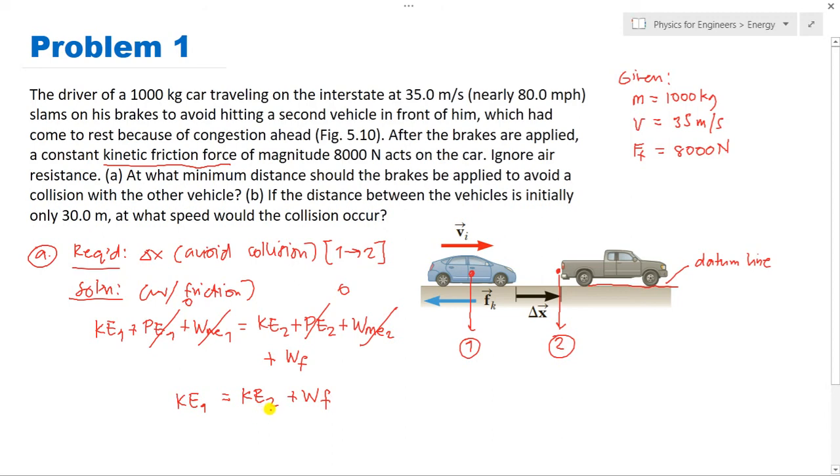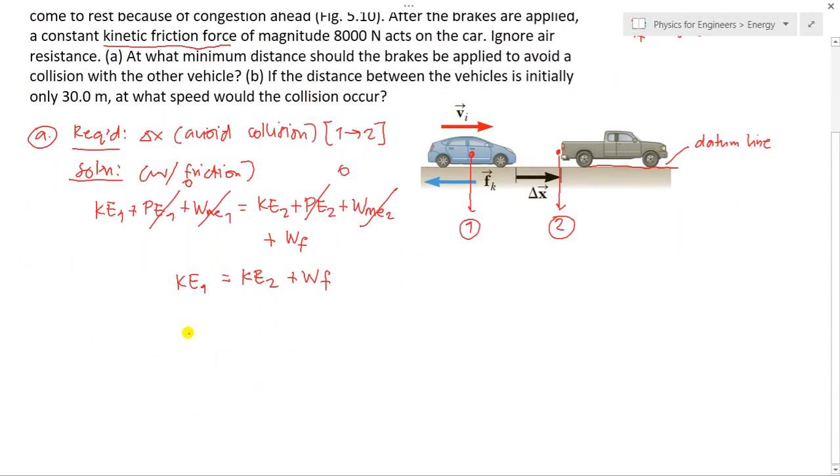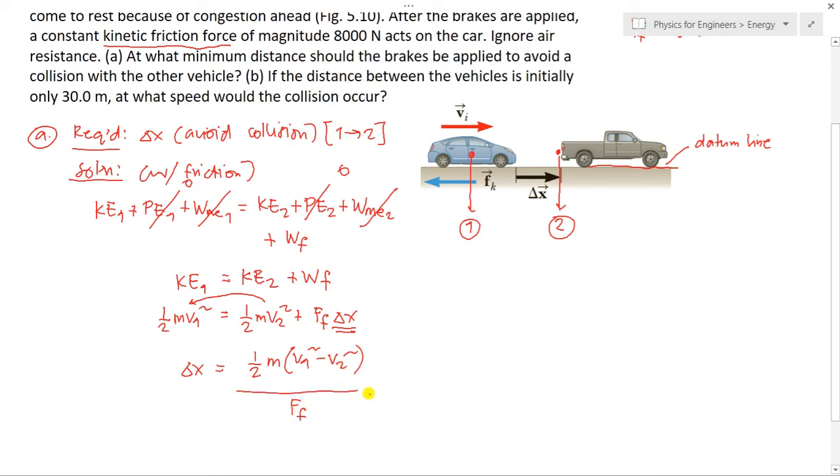Now, what we are looking for is the work due to friction, so we can say that for kinetic energy, that is 1/2 mv1 squared is equals to 1/2 mv2 squared plus the force due to friction multiplied by the displacement. Since this one right here is the unknown, we can transpose it on the other side and then divide everything by Ff. So that would be delta x is equals to 1/2 m then v1 squared minus v2 squared all over the frictional force F.